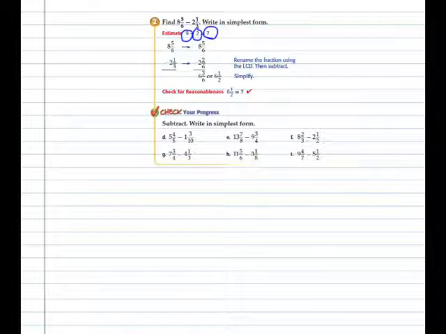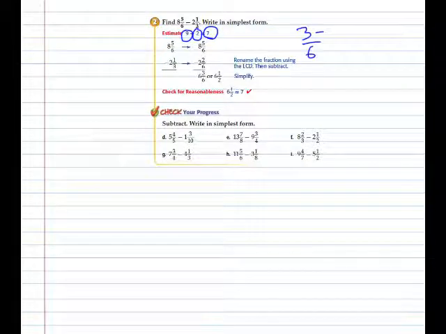8 5/6 we don't need to rewrite because 6 is our lowest common denominator. We rewrite 2 1/3 to 2 2/6. Subtract fraction parts this time. 5 minus 2 is 3. Keep the denominators. 8 minus 2 is 6.